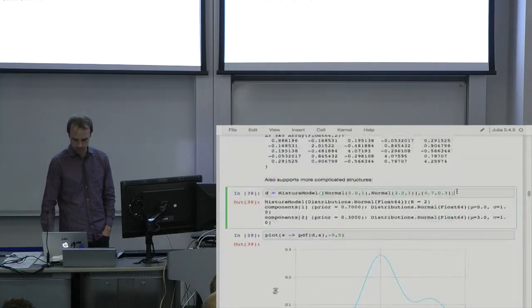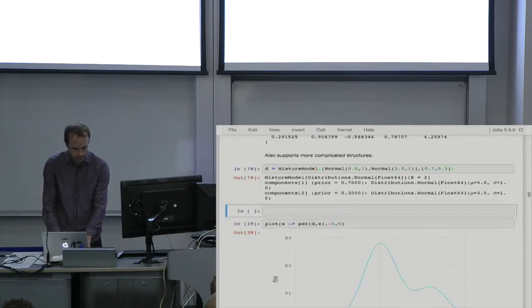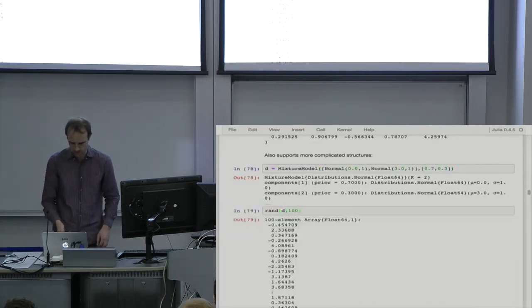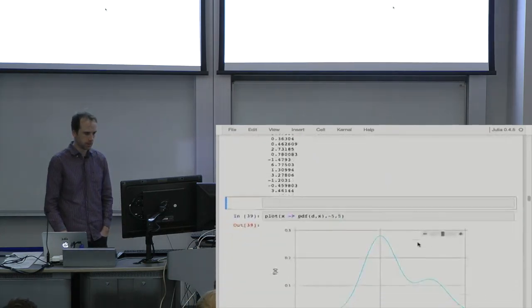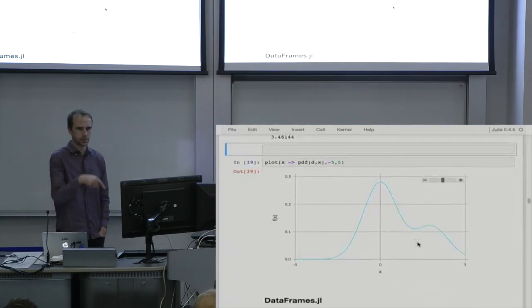Let's see if this works. So, you can also then do rand, so sample from it. Yeah, you can also sample from a mixture, and then you can plot and compute the PDFs and those sort of things. I don't know if CDFs work for mixtures. I think they're a bit more complicated because of the weighted thing.